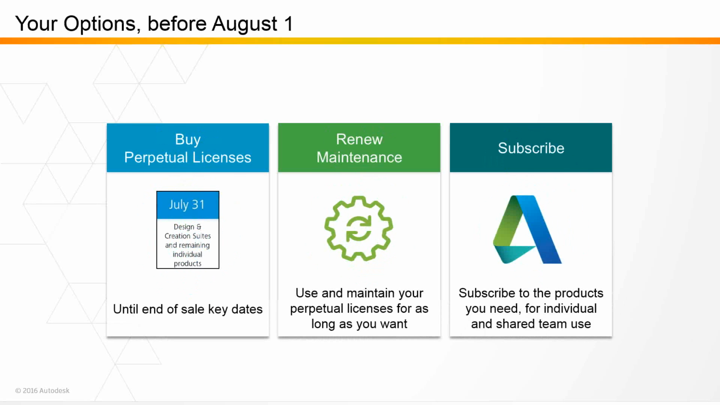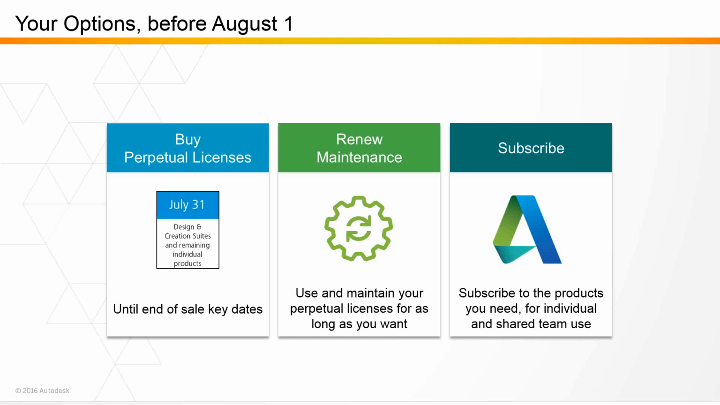So you're going to have the ability, as a customer or whoever your procurement workforce is, to buy perpetual licenses up till July 31st. At that point, you can continue, and by the way, you can always renew perpetual licenses if you want. You can stay on perpetual, which means you own the software, and stay on subscription or maintenance for those products. You can continue to do that.